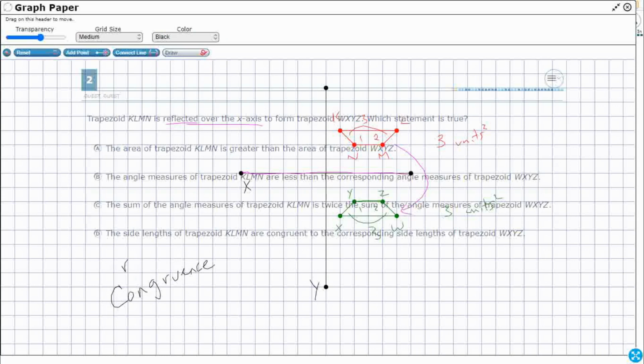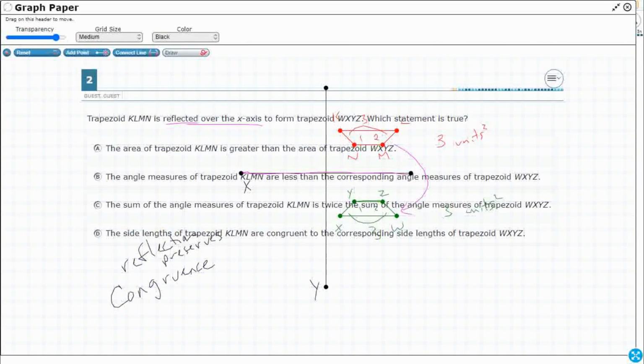Because a reflection preserves congruence. So does a translation. So does a rotation. What doesn't preserve congruence, right, is a dilation. That's when you grow it or you shrink it. But a reflection preserves congruence, which means A is not going to be it.